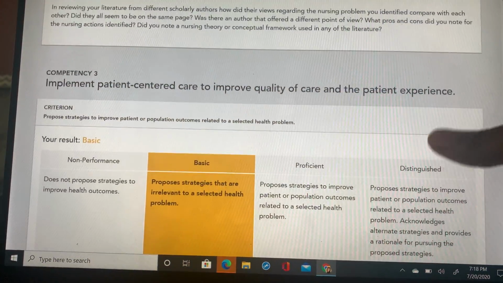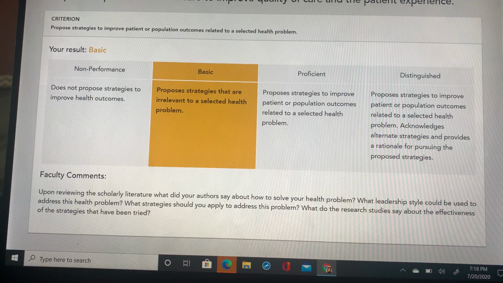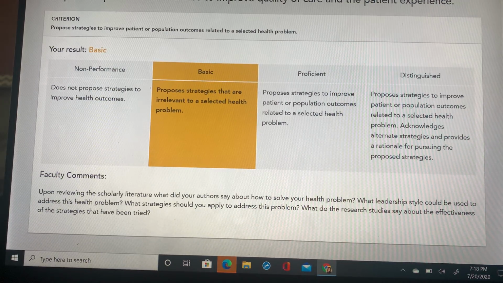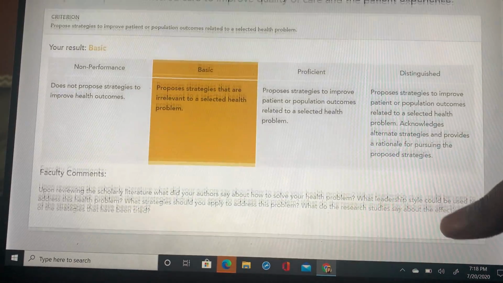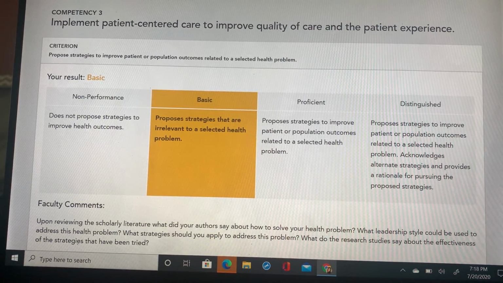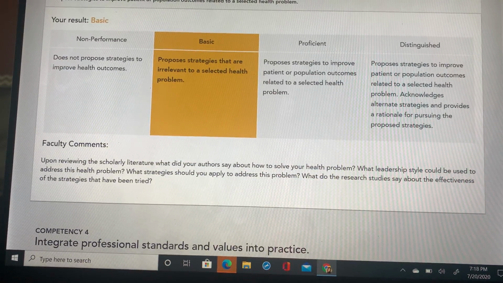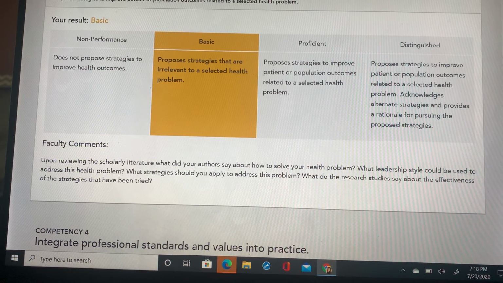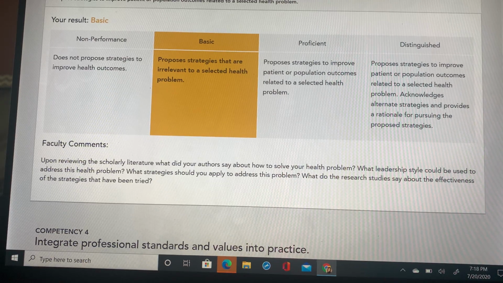Okay. And then basic. Propose strategies that are relevant to the selected health problem. What a bummer. So let me see. What did she say? Upon reviewing the scholarly literature, what did the authors say about how to solve your health problem? What leadership style could be used to address this health problem? What strategies should you apply to address this problem? What do the research studies say about the effectiveness of the strategies that have been tried?